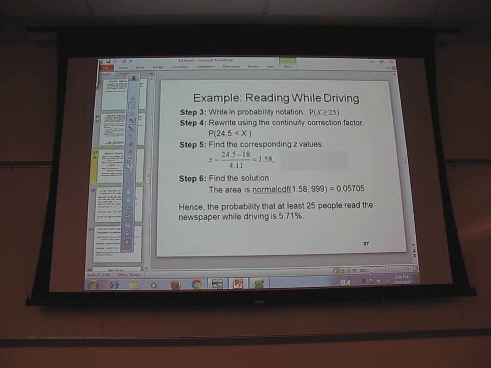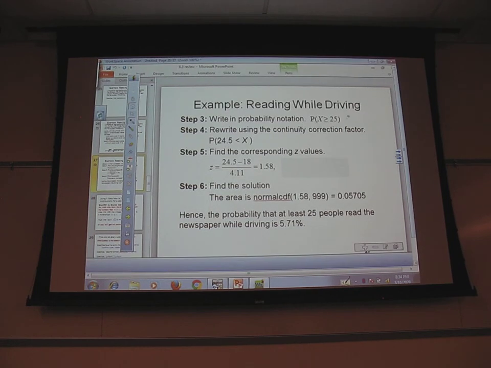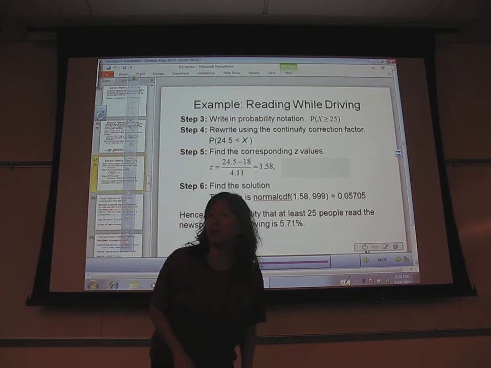Now, we want to find the probability X is greater than or equal to 25. But really, what that means is does that include 25 or not include 25?